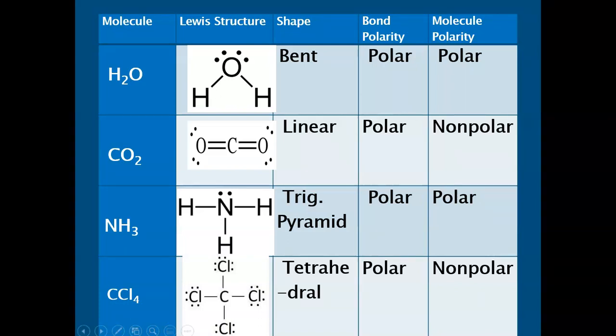And carbon tetrachloride is tetrahedral. The bonds are polar because they're between different atoms with different electronegativities, but the molecule is overall nonpolar because those dipole moments cancel out. And again, the clue you can use for molecule polarity is to look at the central atom and see if there's a lone pair. That's not the reason why it's nonpolar, but that's your clue that it's nonpolar.